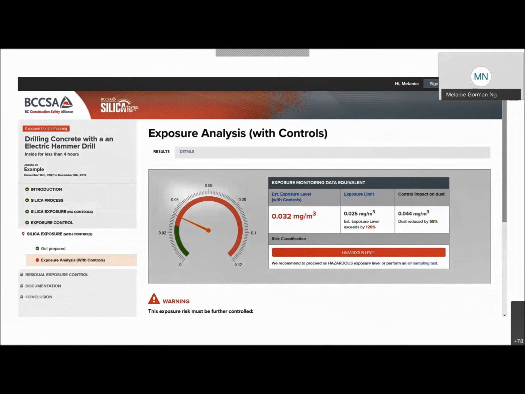So finally, with the engineering control that we selected, which was a local exhaust integrated to the drill, this lowers the exposure to 0.032 milligrams per cubic meter, which in many places would be an acceptable level, but in BC it's still above our exposure limit. So they would need to go on and select a respiratory protection, and the tool would tell them that you need something with a protection factor of 10, and it would give some examples of what kind of respirators would be appropriate. But I'm not going to show that slide because I'm going to go straight into some more discussion.